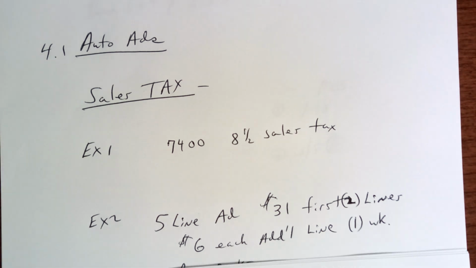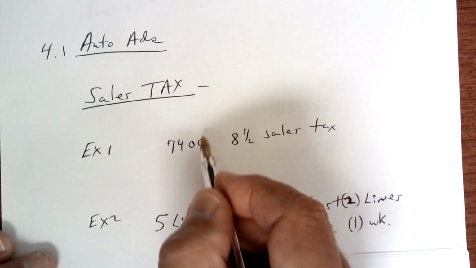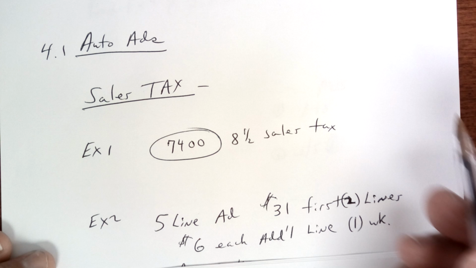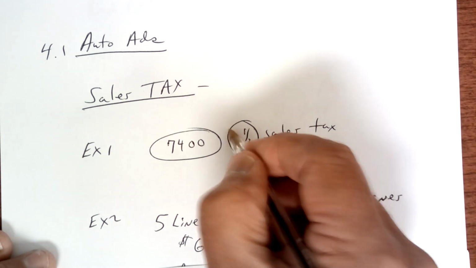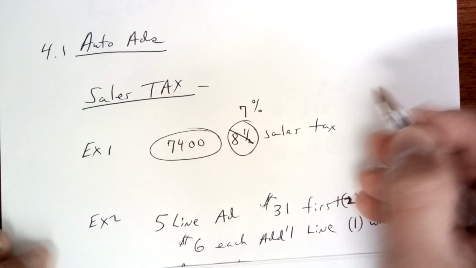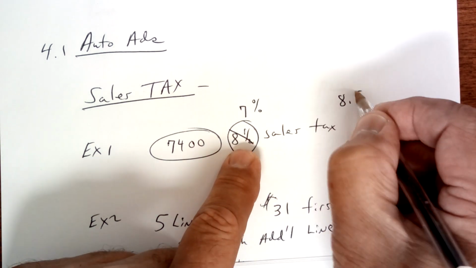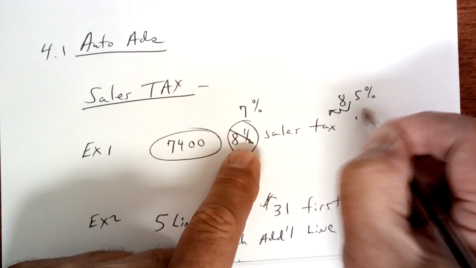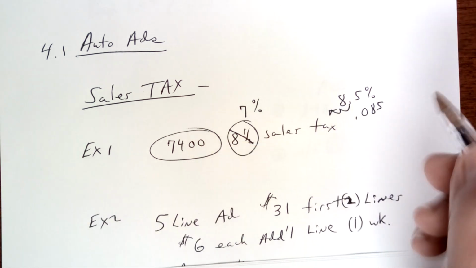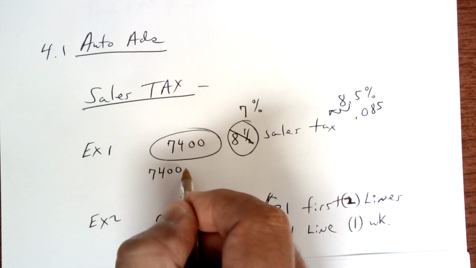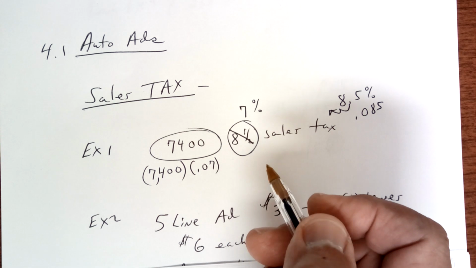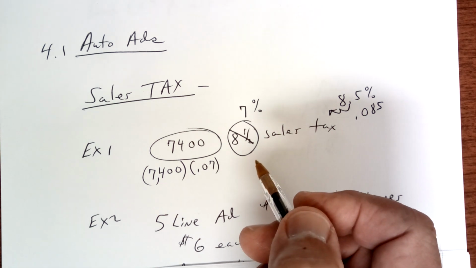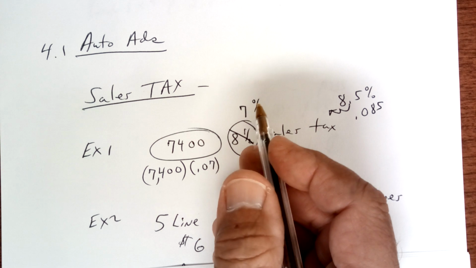All right, so what we're dealing with here is sales tax. So if you buy a car for $7,400 and your tax rate is 8.5%, let's just use Pinellas County, which is 7%. Just so you know, 8.5% is 0.085. Okay? So here you would take the price of the car that you list on the bill of sale times 0.07. Now remember, everyone must pay sales tax whether or not the car is new or used.